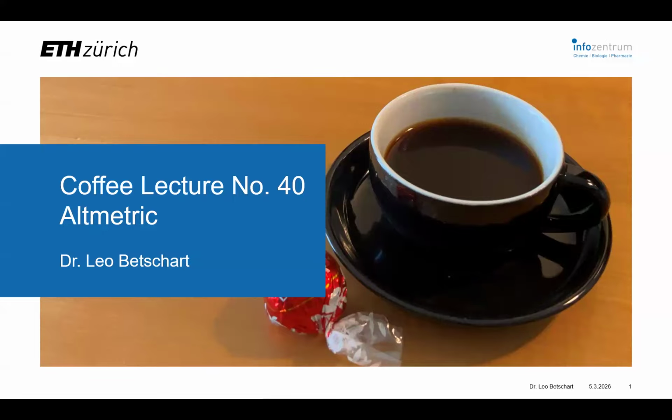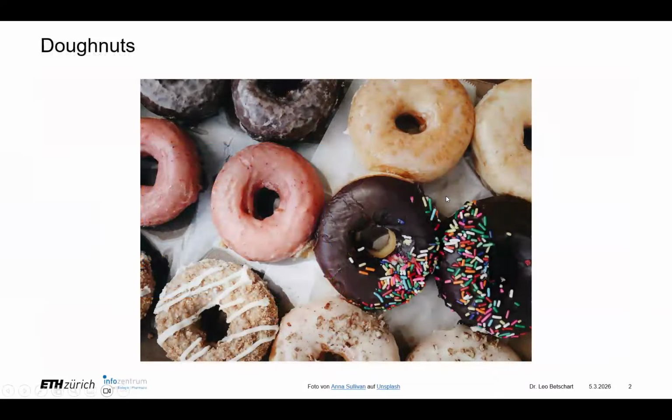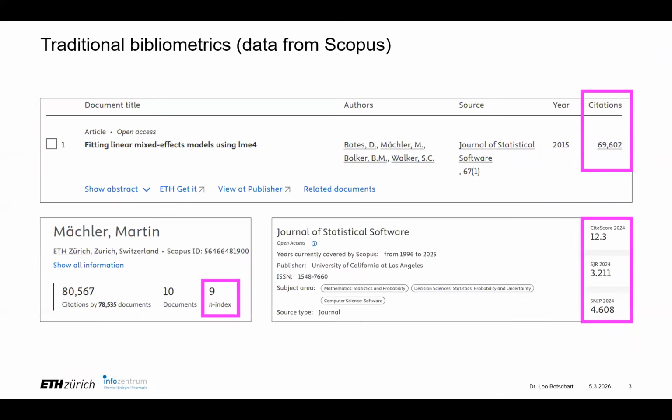And maybe first, before we talk about Altmetric and altmetrics, and also we are going to be talking about donuts, but maybe not this kind of donut. I want to talk about traditional bibliometrics. So, what is bibliometrics? It's basically counting.